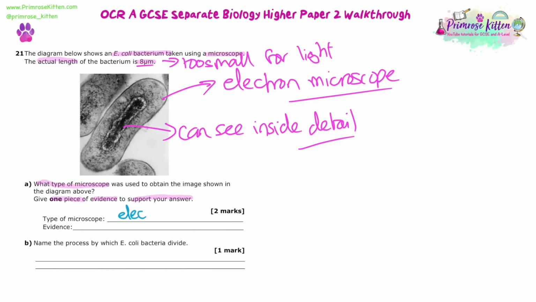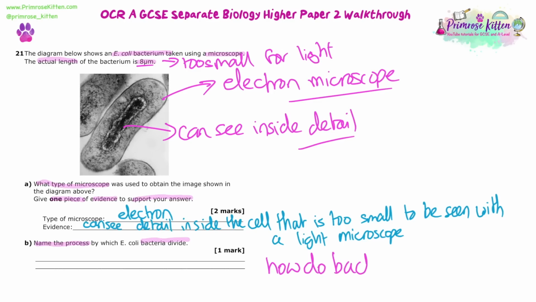So that's kind of both bits of our answer actually. So we've got our electron microscope, which is our type of microscope. And then I would say that you can see detail inside the cell that is too small to be seen with a light microscope. Or the whole bacterium would be too small to be seen with a light microscope. So that's my evidence.